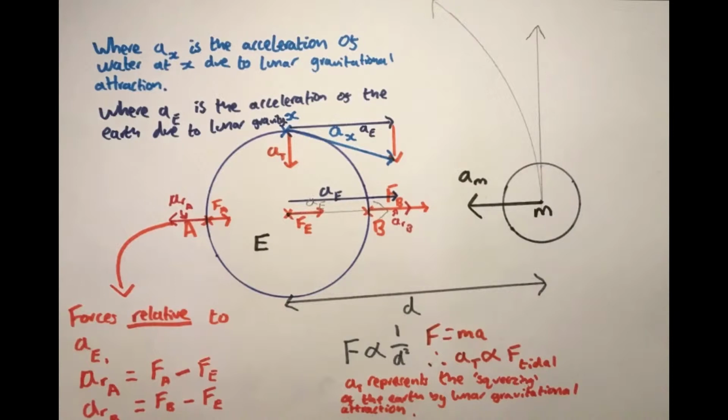If you draw vector diagrams with the acceleration of the centre of the Earth towards the Moon and the acceleration of an adjacent side of the Earth to the Moon, you find that the resultant force on water particles is actually in towards the centre of the Earth, perpendicular to the Earth-Moon axis. This contributes to the bulges along the Earth-Moon axis as water is being squeezed towards it.